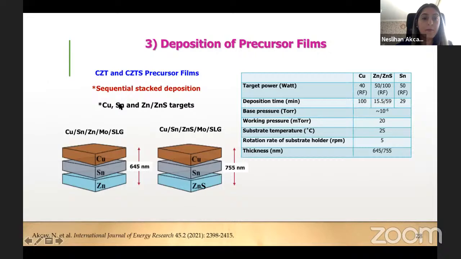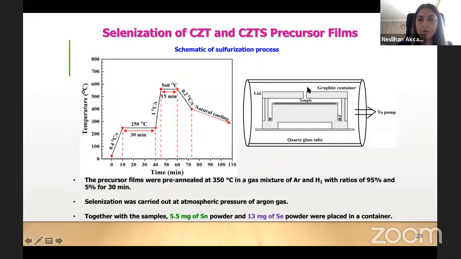And in another study, we focused on the difference, the effect of using zinc or zinc sulfur targets in the precursor film. Here you see we produced these sequential stacked layers, and these films were selenized in Vilnius University in this selenization system. In this process, we used a gas mixture of argon and H2 with the ratios of 95% and 5% for 30 minutes. This was a pre-annealing process at 350 degrees Celsius.